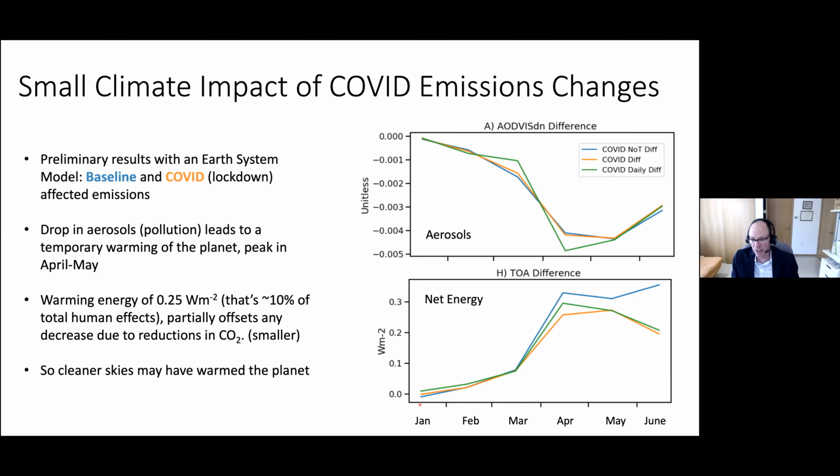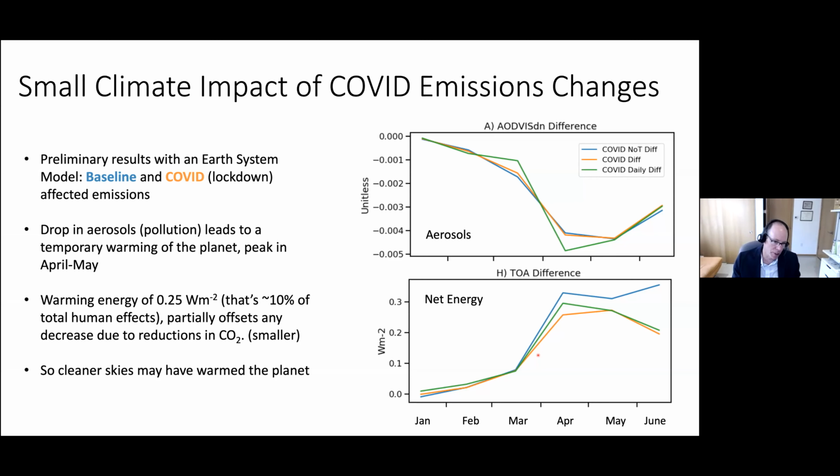And then we can simulate what happens to the net energy, and that net energy increases slightly. It leads to a temporary warming of the planet, and it does so because it clears up the skies and changes how the particles affect cloud properties. So cleaner skies have temporarily warmed the planet. You see that's already recovering. The impacts on surface temperature are extremely slight. It's likely you would only see them in controlled experiments, and they are much smaller than the meteorological variability on any given day, basically. But that's interesting.